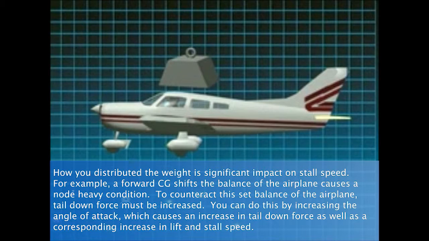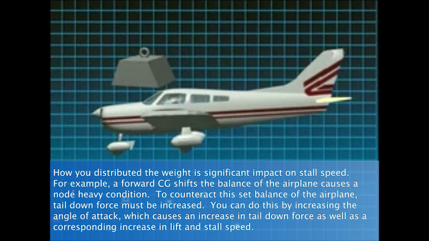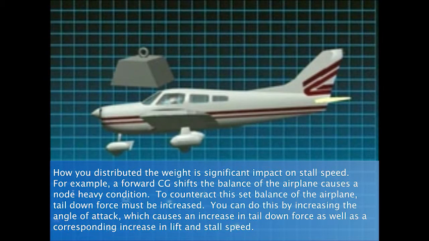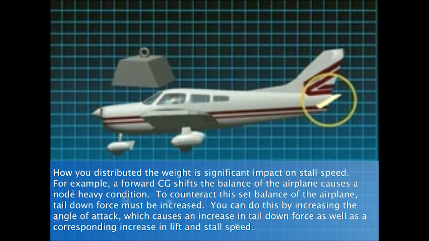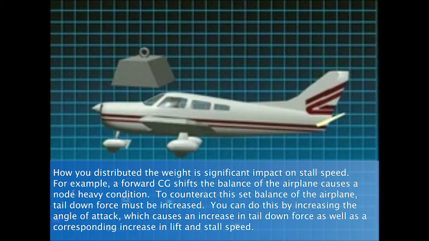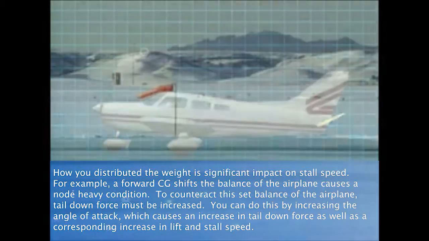For example, a forward CG shifts the balance of the airplane, causing a nose-heavy condition. To counteract this and balance the airplane, tail-down force must be increased. You can do this by increasing the angle of attack, which causes an increase in tail downforce as well as a corresponding increase in lift and stall speed.